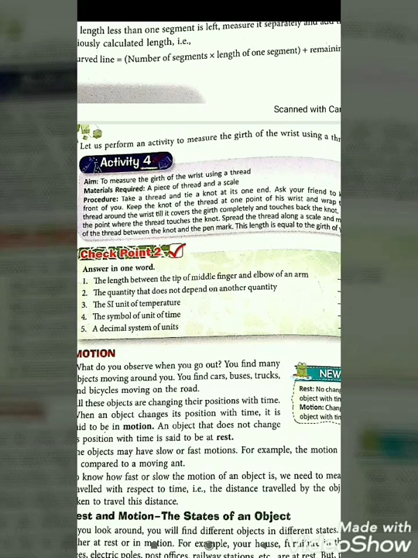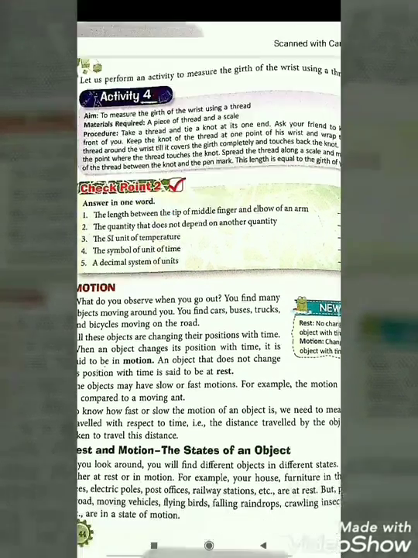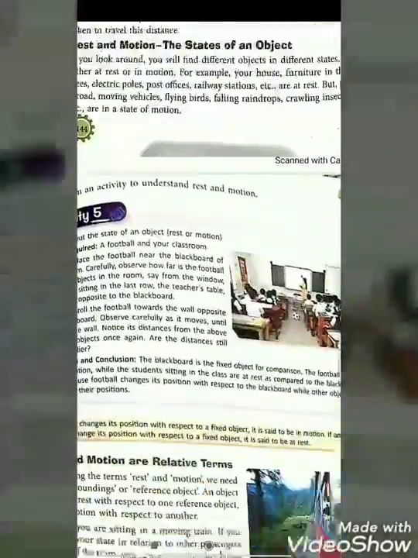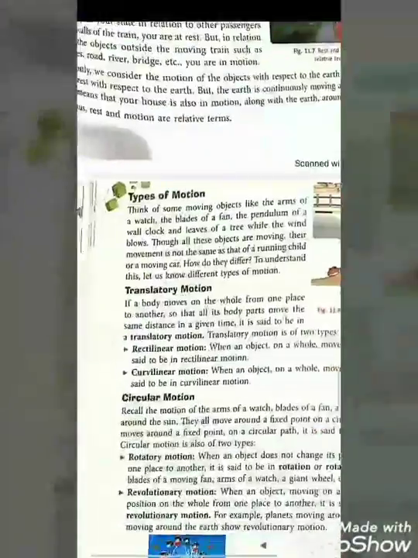Question number 5. A decimal system of units. As we have the SI system, similarly, which system does the decimal system of units include? It includes the metric system. Okay. Now moving to checkpoint number 3.